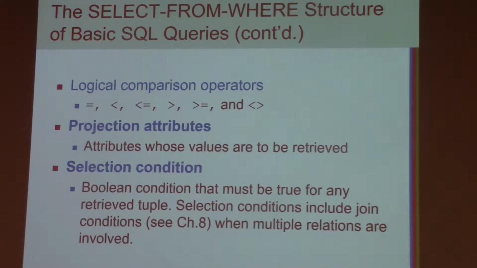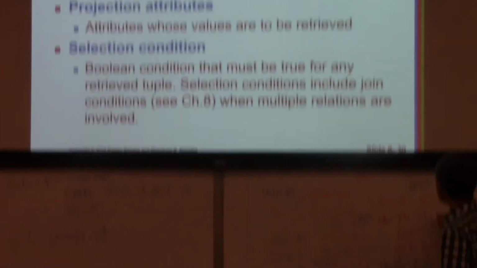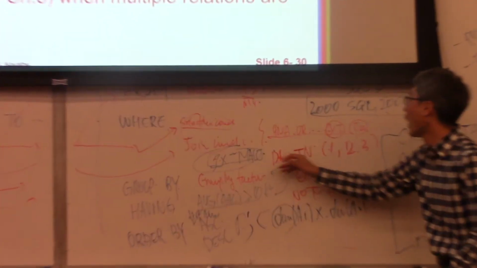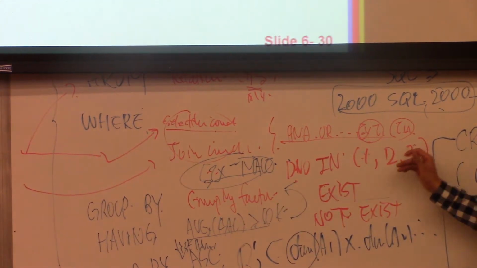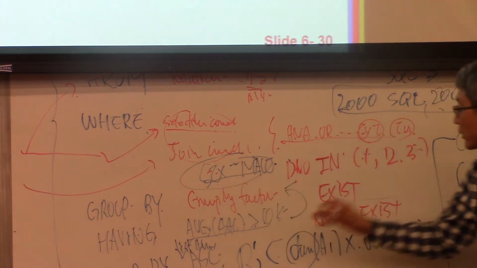The set operations are in, exists, not exists. So for example, DNO in 1, 2, 3. If DNO is one of these, it's a yes. Okay, it's a set operation.